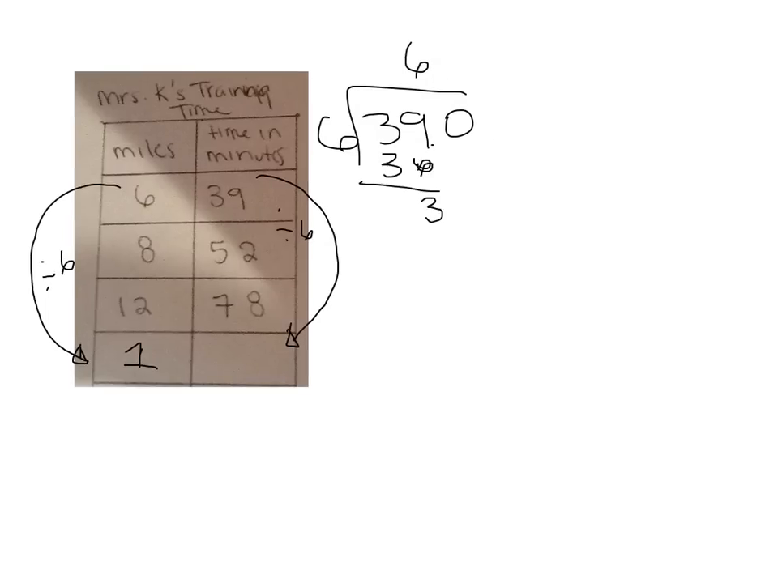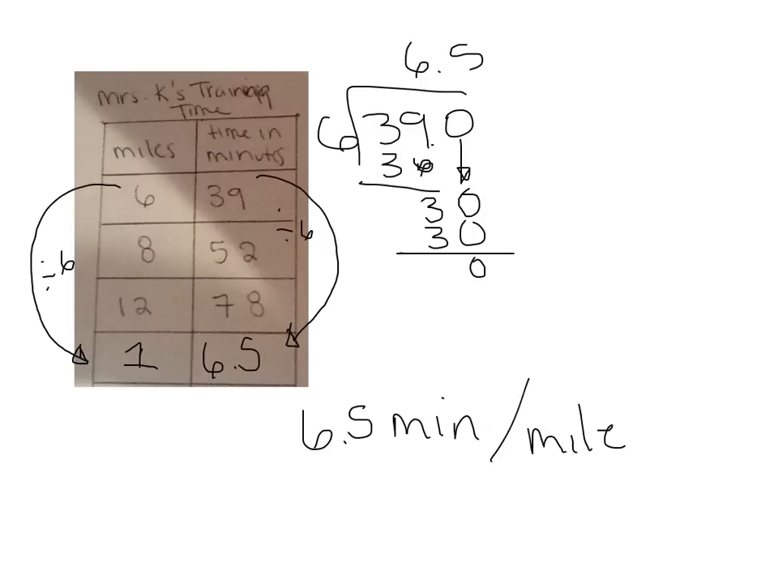Remainder of 3. Well, we're not going to deal with remainders anymore, so I'm going to just add the decimal after the 39. You can always add a decimal after any whole number. And I can always add zeros after any decimal without changing the value. 39 and 39.0 are the same value. So now I see 6 can go into 30 5 times, and that is even, right? There would be no remainder. Your decimal, when you're dividing, goes straight up. So the decimal was here, it goes straight up. So 39 divided by 6 is just 6.5. So Miss Condrick's unit rate is 6.5 minutes per mile.